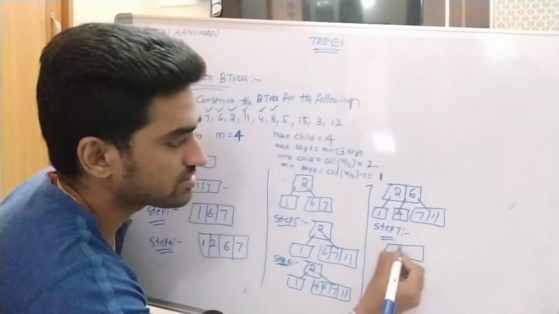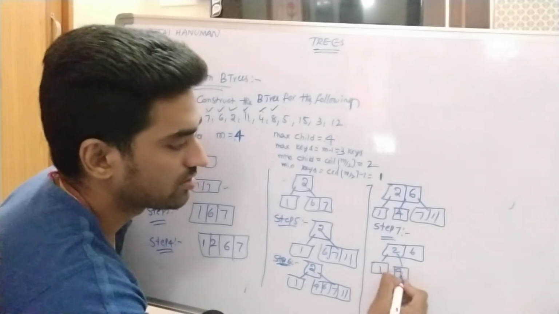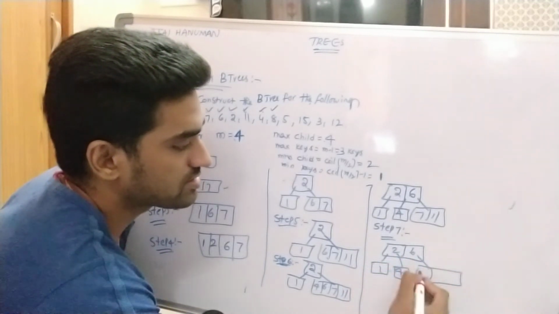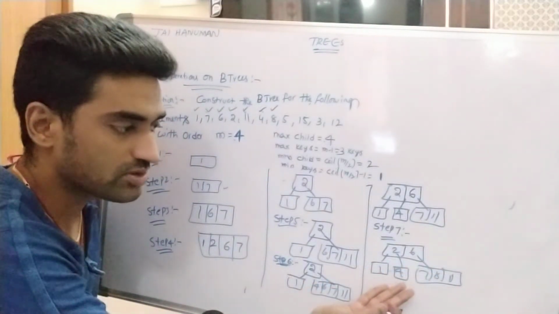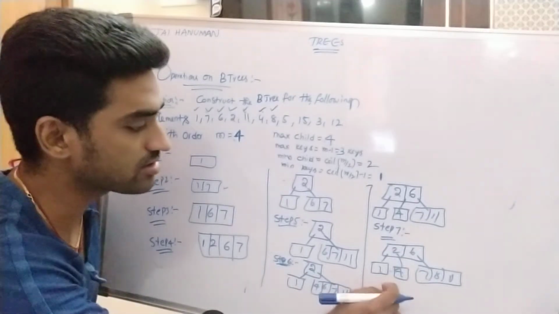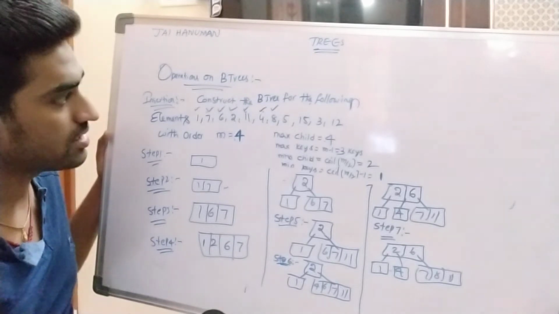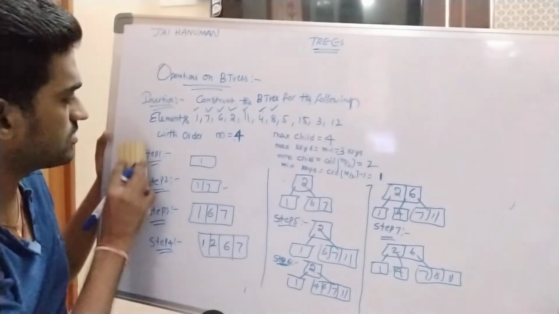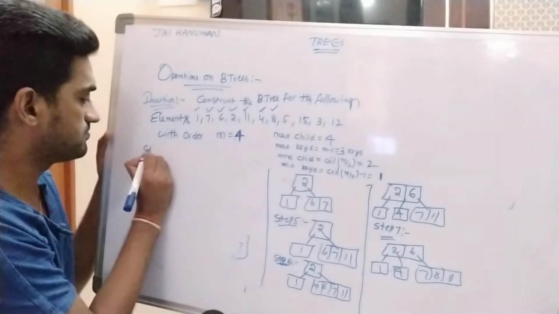Now tree becomes like this: 2, 6, 1, 4, 7, 8, 11. So now this is a fourth order B tree. So that's why maximum keys are 3. Right? So this is also a B tree, fourth order B tree. Right? What is the next inserted key value? So 8 is inserted. Next inserted key value is 5 in step 8.